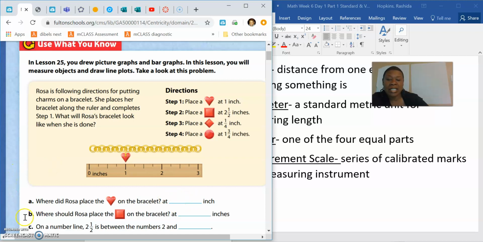Jump back down to letter B. Where should Rosa place the square? And I just kind of gave you that heads up. So if we're looking at this on the bracelet, it says it's supposed to be at the 2.5. If we go back up to step 2, it's supposed to be at the 2.5 inch mark. So this is where the 2 inch mark lies on your ruler, and you're going to the midpoint, 2.5. So you should write that here.